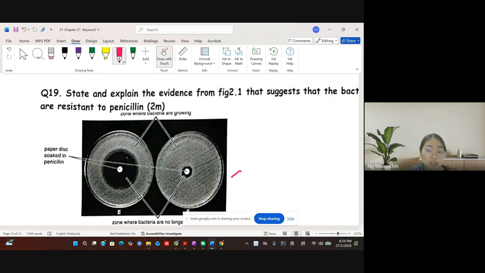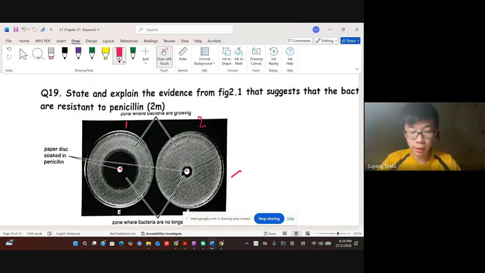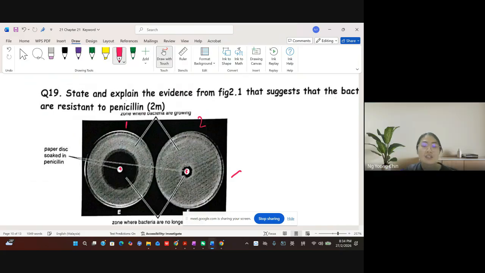And then if you have this one, number 2, this is the penicillin here. Okay? Are you still there? Sorry, I left by accident. Just for 2 or 3 minutes only.